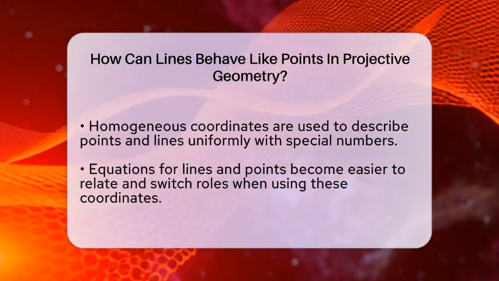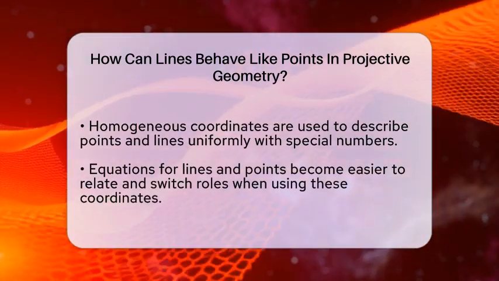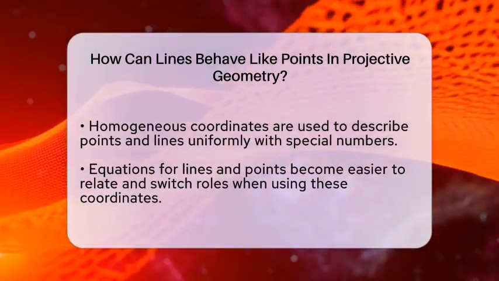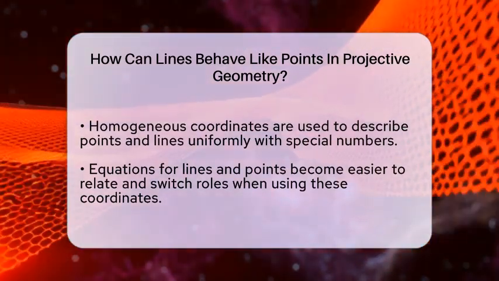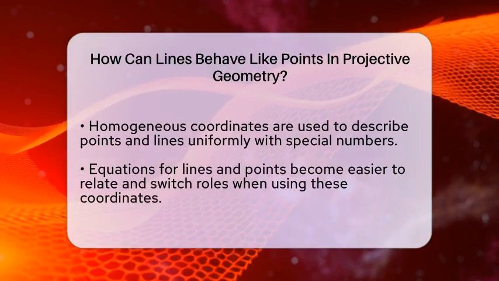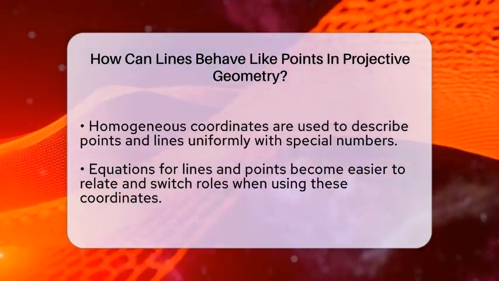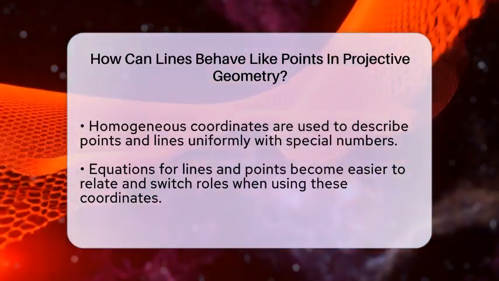When you write equations for lines in projective geometry, you use something called homogeneous coordinates. These are special numbers that describe both points and lines in a unified way. Each line can be represented by a linear equation, and each point by a set of coordinates. This makes it easier to see how lines and points are connected and how they can switch roles.